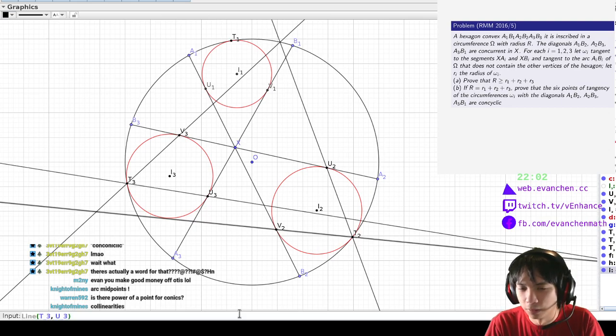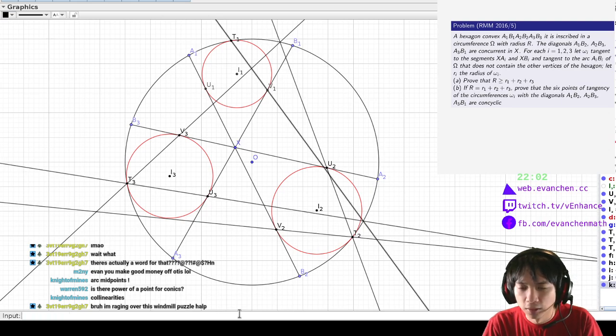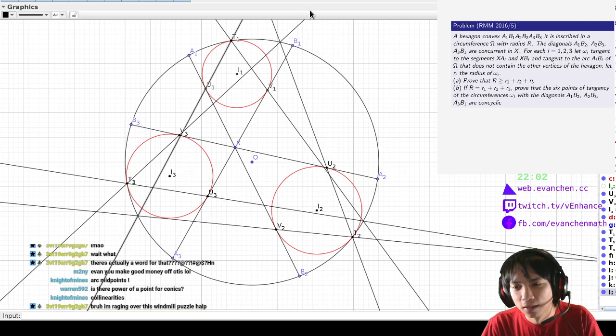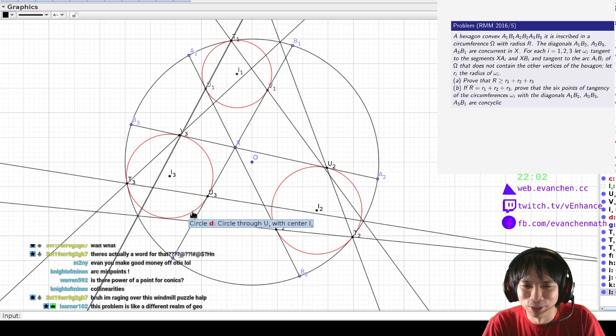I don't know if this will do anything. I mean, they'll meet at the arc midpoints by homophily. I just don't know if that helps at all. I'm actually curious what happens if you use Pascal's theorem on this. I don't think it'll do anything, but we can try.